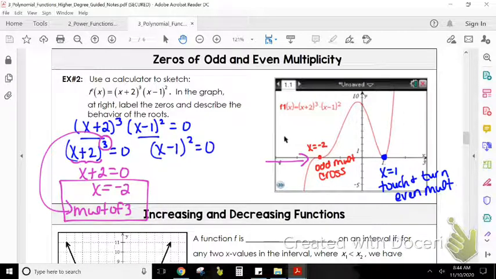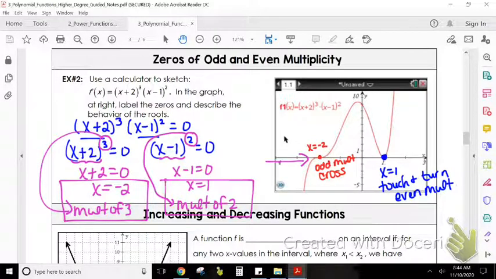Now for the other one here, we don't have to write it twice. We know this means it's there twice, so this is going to be my multiplicity of 2. Take the base part and solve for it. And so we know we have an x-intercept at +1 that is multiplicity of 2. And we can see that right here. We said it was x equals 1, and we said it had even multiplicity. Well, 2 is an even number, and we can see that it did touch and turn.